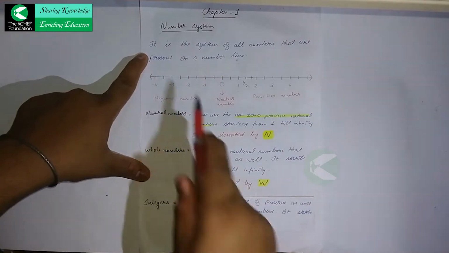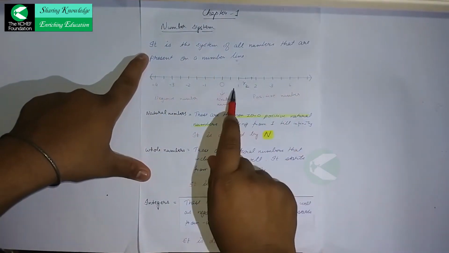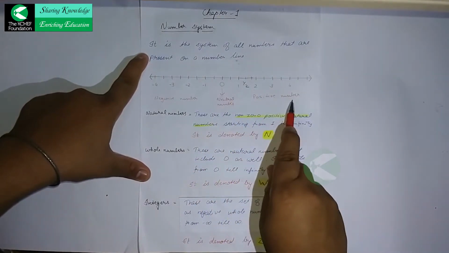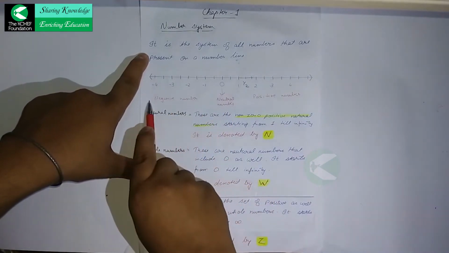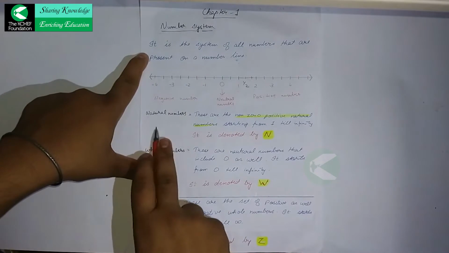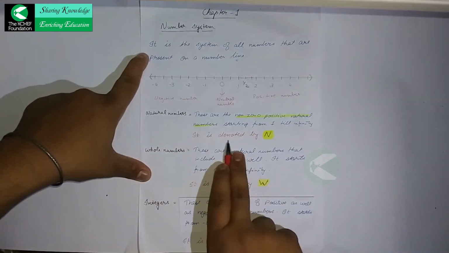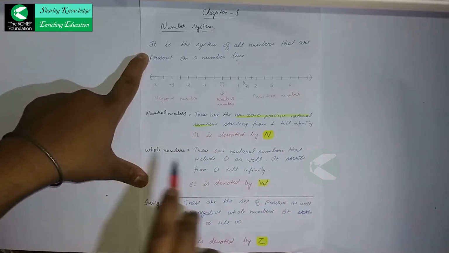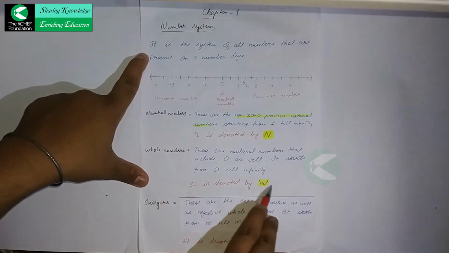In the last video we studied the number system. What is a number line? How can we plot numbers on a number line? This side is called positive numbers, 0 is the neutral number, and this side is called negative numbers. Then we studied natural numbers, the non-zero positive numbers, denoted by N. Then we studied whole numbers. These are the natural numbers which include 0 also, and they are denoted by W.